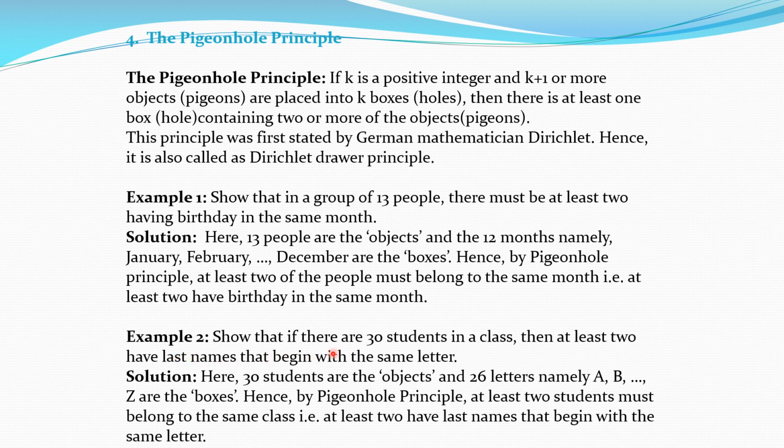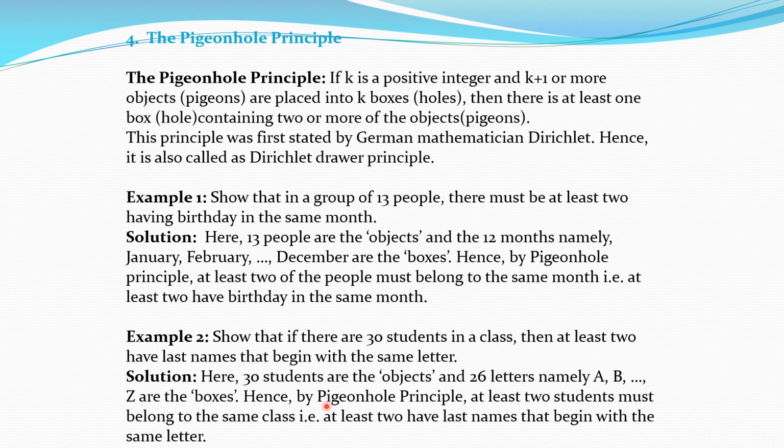Now see the second example. Show that if there are 30 students in a class, then at least 2 have last names that begin with the same letter. Now see how many letters are there? 26 letters are there, A to Z. Now as there are 30 students, they have 30 last names. So we are considering 30 students as the objects and 26 letters, namely A to Z, as the boxes. The student whose last name begins with A will go to box A. The student whose last name begins with B will go to box B.